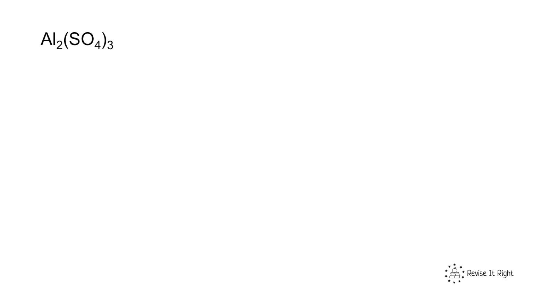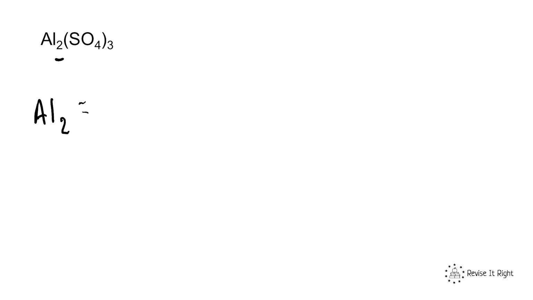We'll do one more, this one slightly harder and probably really as hard as it gets. First things first, we need to write out the elements that we have. So Al, aluminium, and we have two of these. Al, and we can see there's two of these.